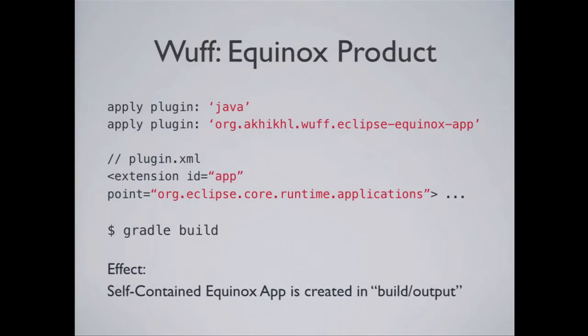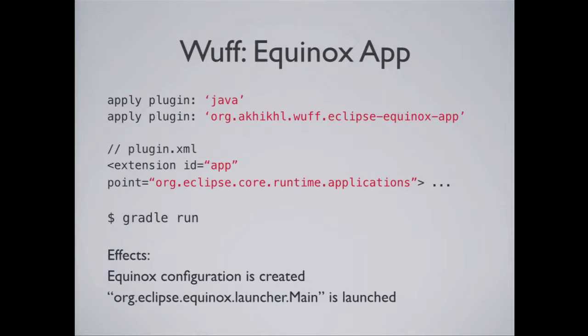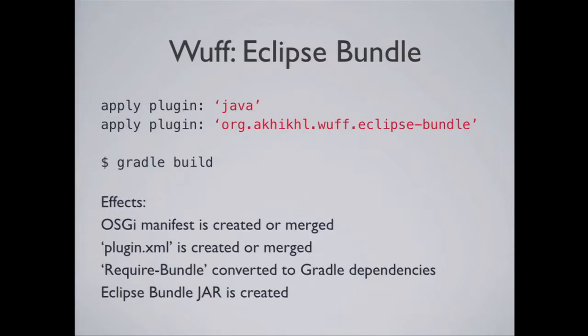Then, back. Equinox application. A little bit more work. You add, of course, this Gradle plugin. Yes? Just go back to the previous. Did you handle the imports? Did you have required imports? I think you can put imports into your own OSGi manifest file, and it will be merged with the one generated by Wuff.